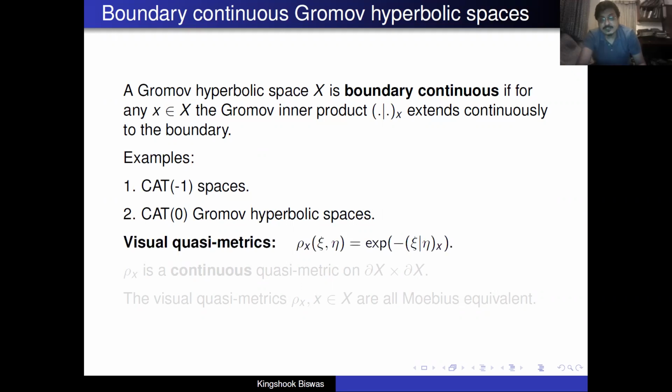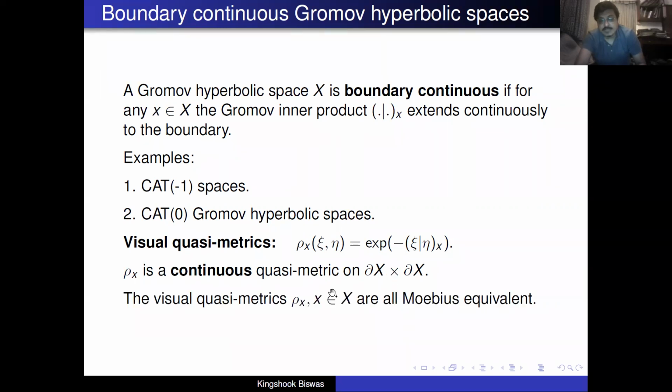So for a boundary continuous space, we can imitate what we did for a CAT(-1) space. You define rho x of xi, eta to be e to the minus Gromov inner product of xi, eta with respect to x. Now, this is no longer a metric, rather it is a quasi-metric. So we call this the visual quasi-metric. It's important to note that this is a continuous quasi-metric on ∂X cross ∂X. And just like for CAT(-1) spaces, the same picture will tell you that all the visual quasi-metrics are Moebius equivalent to each other. So there is a canonical cross ratio on the boundary of a boundary continuous Gromov hyperbolic space.